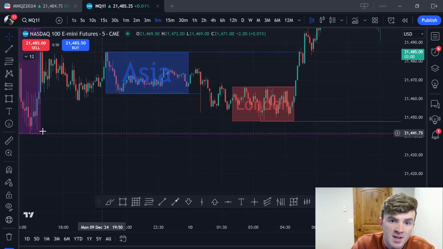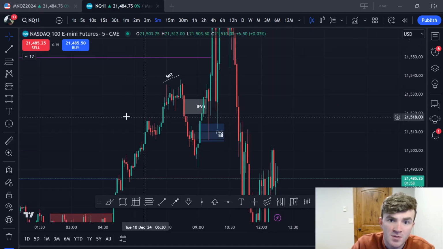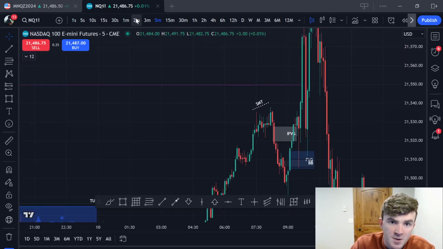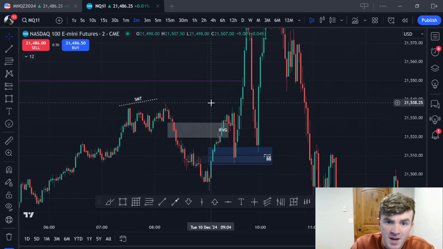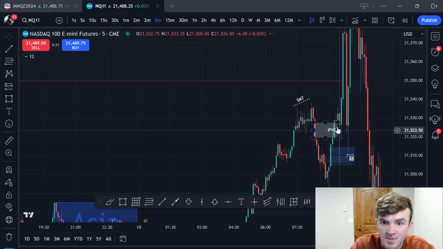a buy model. We got SMT at these lows. London pushed into a key level. We're delivering to PM's highs. So at this point, I knew we were delivering to PM's highs, and I messed this trade up, but I did end up getting that trade later on, so that's really nice.